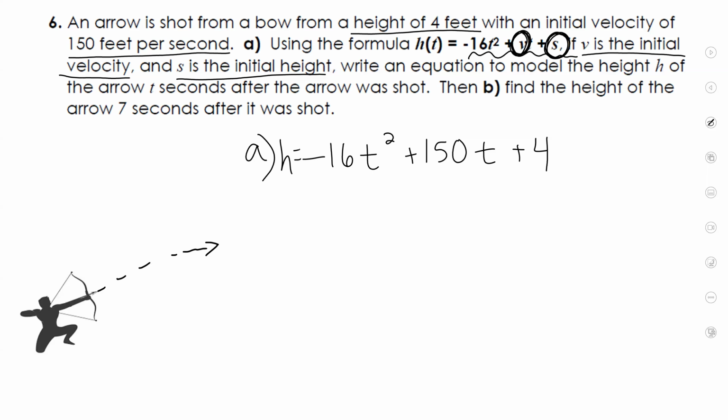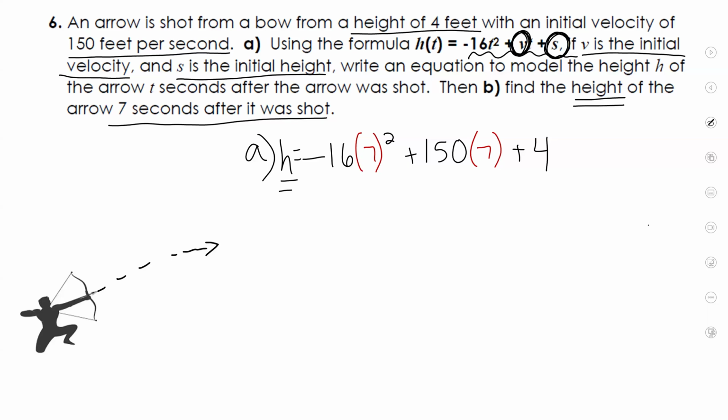Okay, now, question B. It says find the height, so we're solving for H, the height of the arrow 7 seconds after it was shot. What do you think we're going to do? Plug it in. Exactly. So we're going to erase time because we want to know how high it is at 7 seconds. Guys, go ahead and solve that. Ready, go.